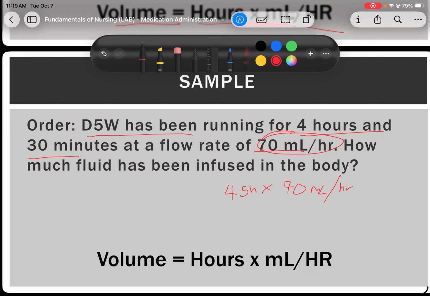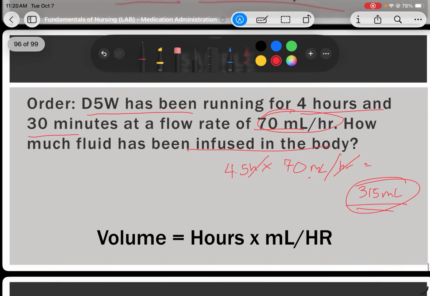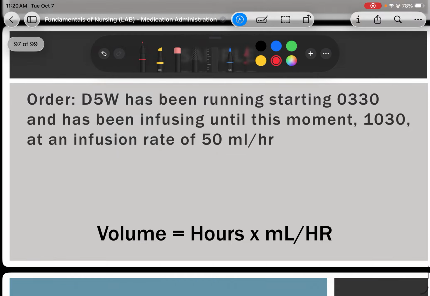Okay? Now, 4.5 times 70 ml is equal to 315. You remove the hours and you are left with ml. That is the volume infused in the body for 4 hours. Right? That is the amount of fluid that has been infused. No, it's very simple, no? It's very simple formulations.